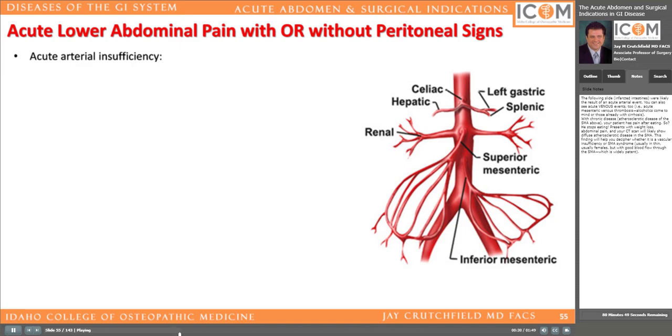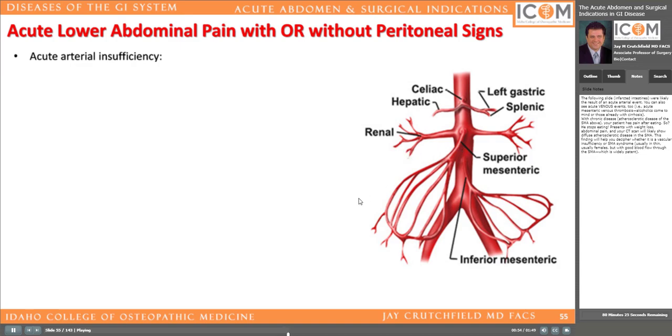Your patient will present with weight loss, abdominal pain, and your CT scan will likely show diffuse atherosclerotic disease in the SMA. This finding will help you decipher whether it is a vascular insufficiency or SMA syndrome, usually seen in thin females, but in this case, the SMA has good blood flow through the SMA, which is widely patent.